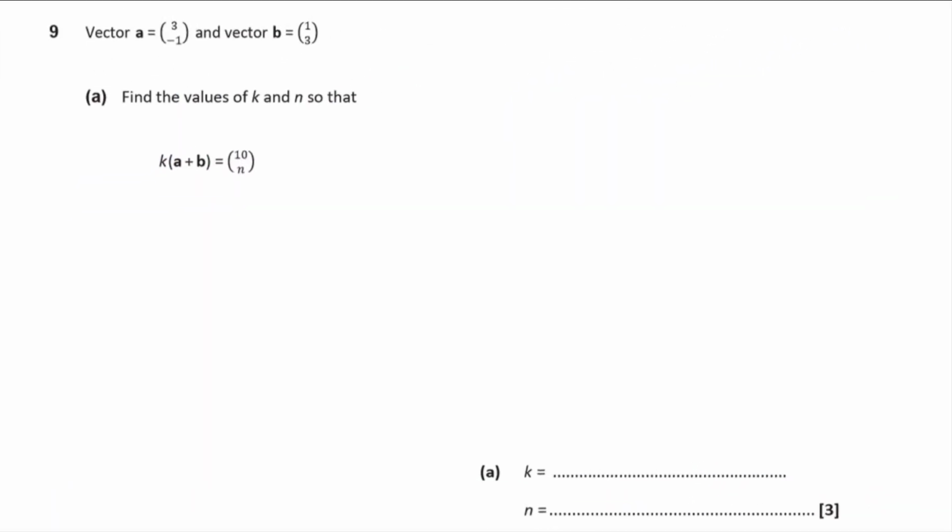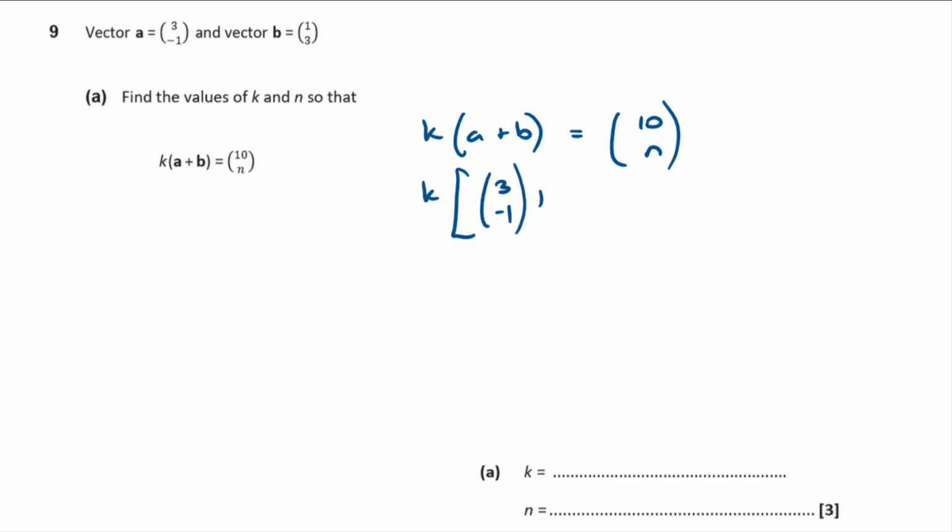Question 9. Vector A is (3, -1) and vector B is (1, 3). Find the values of k and n such that k lots of a plus b equals (10, n). Okay, so k times (a plus b) is equal to (10, n). Let's sub in our vectors a and b. So that's k lots of (3, -1) plus (1, 3). And we know that that is equal to (10, n).